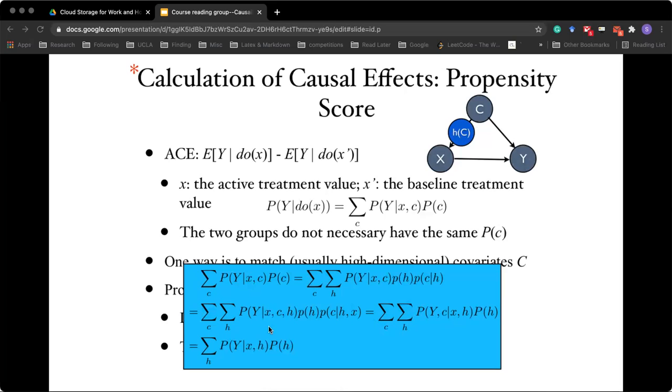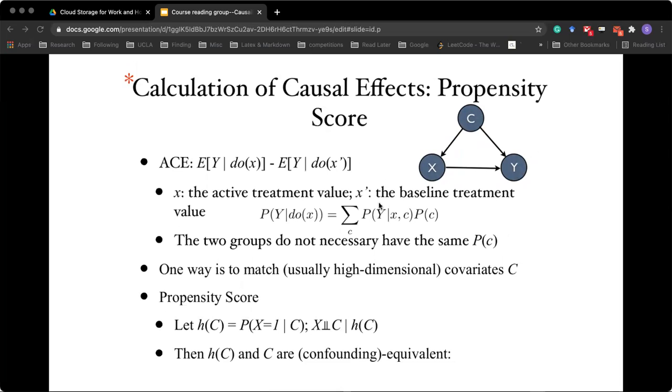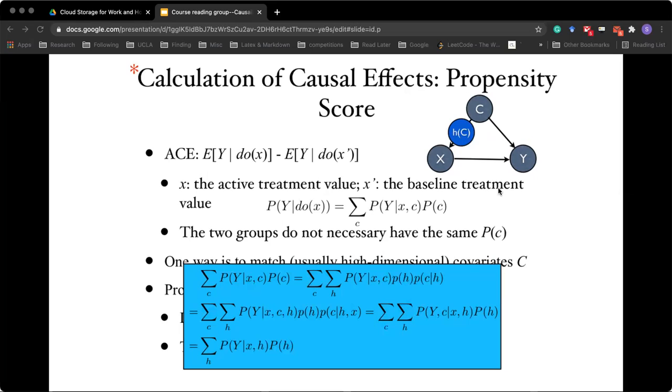And by this, if we use the chain rule, we can combine the first term and the third term to something like this. If we take the summation, then C will equal to one, so we will have something like this. Then we can see the original backdoor adjustment will be equal to conditioning on H. That means H and C are equivalent in this backdoor adjustment. It's a trick: if your condition C is very hard to calculate, then you can just use this propensity score.